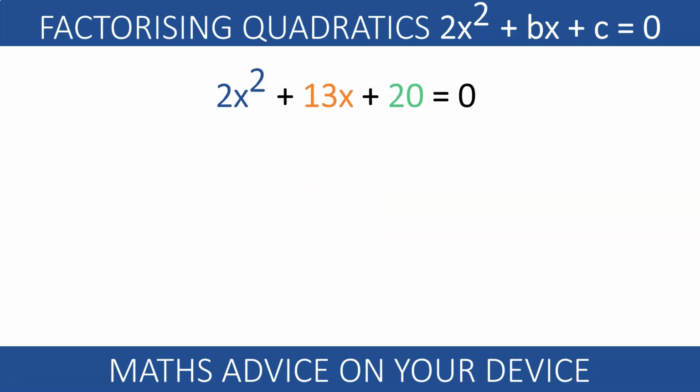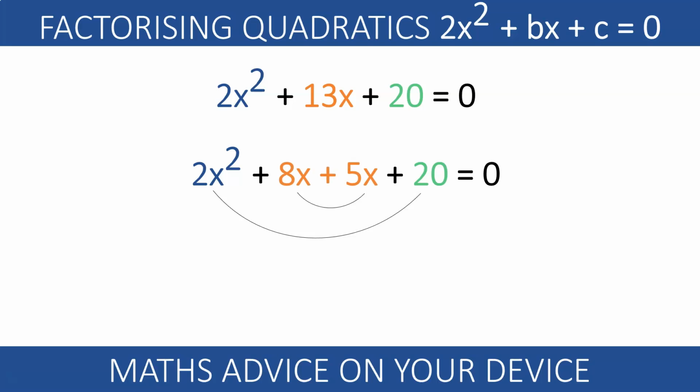Right. To solve the quadratic equation 2x squared plus 13x plus 20 equals 0, we multiply the leading coefficient 2 and the constant 20 to get the answer 40. We need two numbers that multiply to 40 and add up to 13. The numbers are 8 and 5.